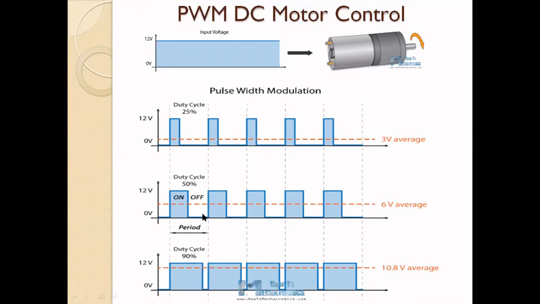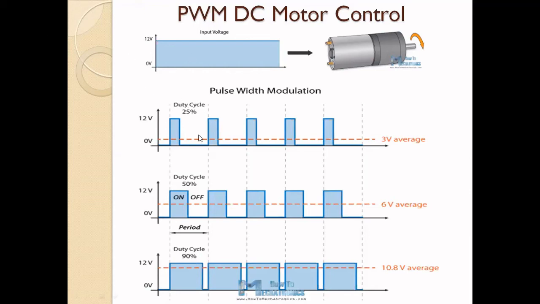So the maximum voltage is 12 volts. For 5 seconds you are getting 12 volts and for 5 seconds you are getting 0 volts. If you take the average, the voltage will be 6 volts. So now the voltage of the motor is 6 volts, and the speed of the motor will get reduced.